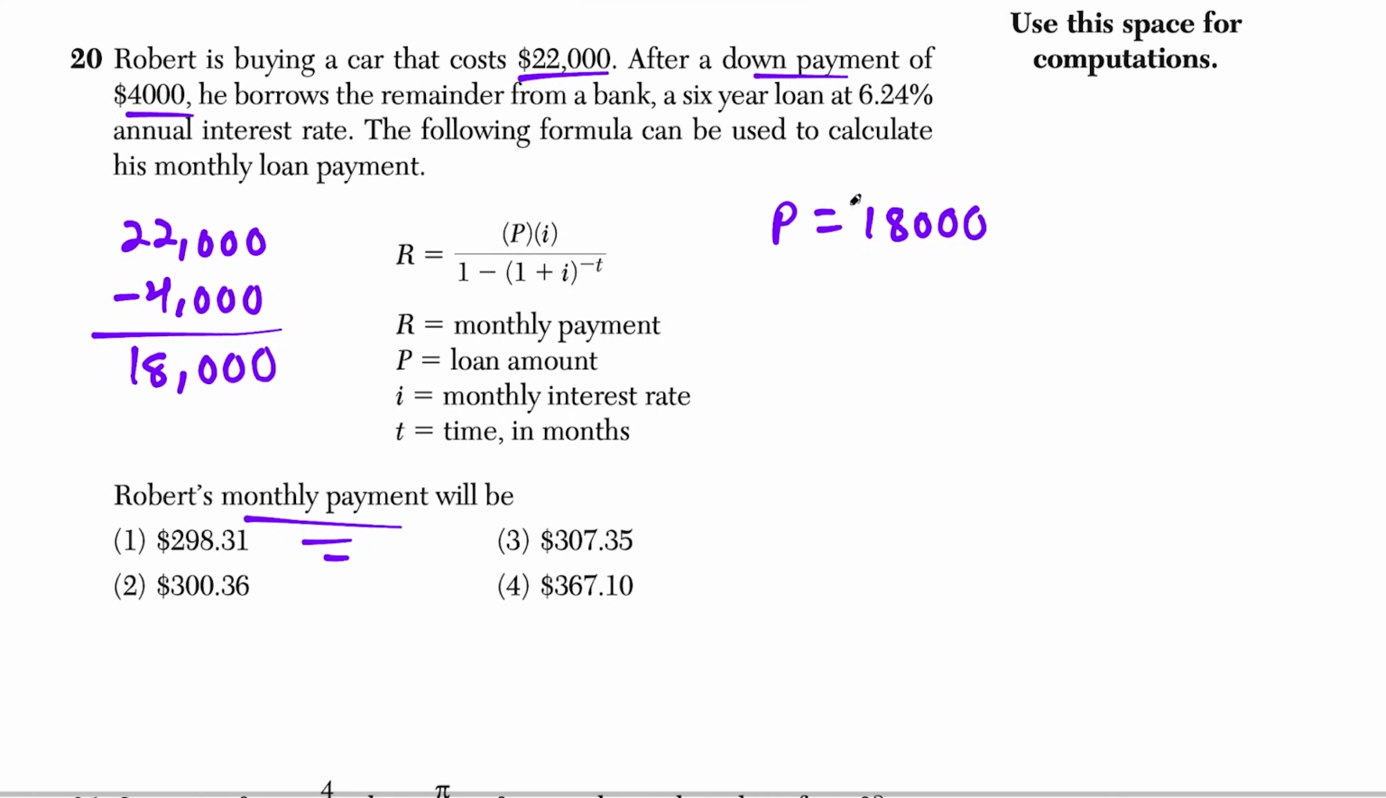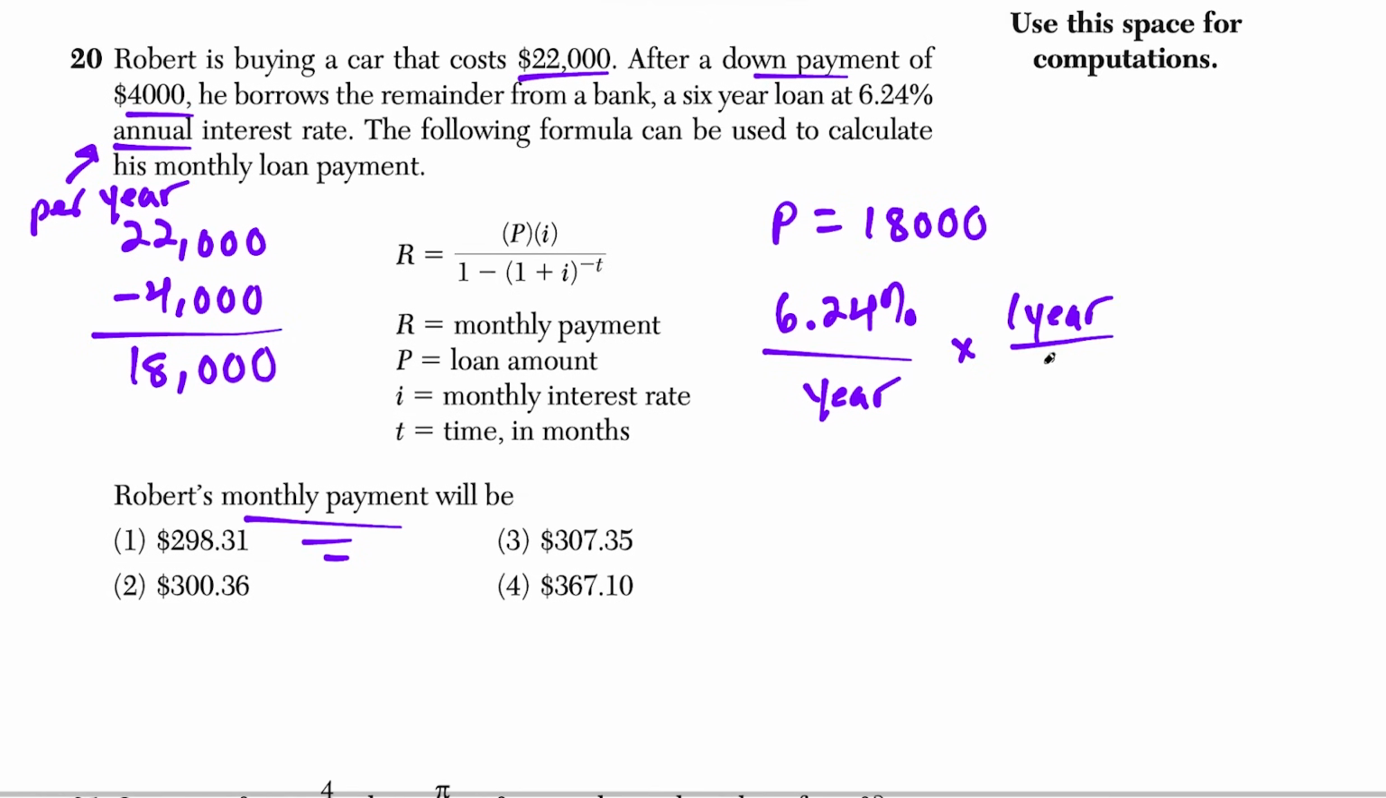Now, the next thing that we're finding here is the monthly interest rate. So if he's paying 6.24%, and that's the annual rate, which means per year. Okay, so this is per year. So he's paying 6.24%, and this is per year. So if we want to convert this to a monthly interest rate, we need to make use of the idea that 1 year is the same thing as 12 months. Okay, so what we have here is we have 1 year is equal to 12 months.